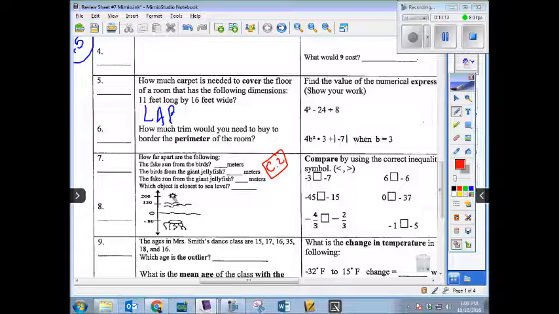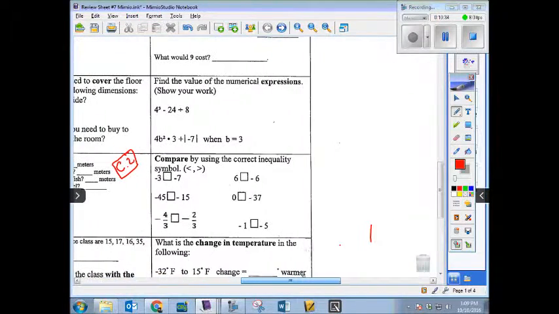It gives you the fake sun, it gives you the birds, it gives you the sea level, it gives you the giant jellyfish down here. You just have to figure out how far apart they are, okay? Just remember, when they're on the same side, we subtract. When they're going across 0, we add. Okay? So I don't think we need much assistance on that.